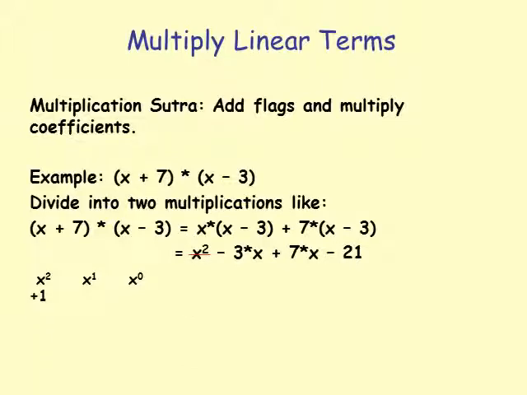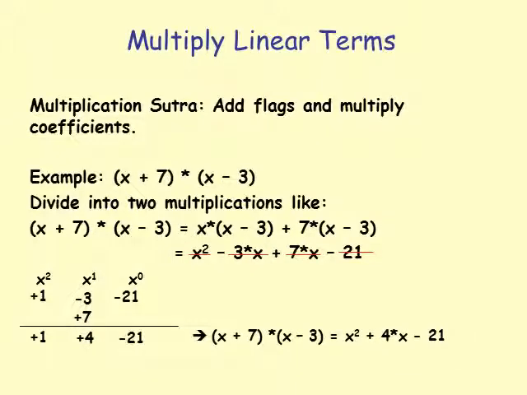Now we're going to collect terms here. We collect x squared under the x squared column, minus 3 from x under the x to the power 1 column, this plus 7 also in the same column, then minus 21 in the x to the power 0 column. Let's add in columns. So we get plus 1x squared plus 4x, since 7 minus 3 is 4, and minus 21 here. That means x plus 7 times x minus 3 is x squared plus 4x minus 21.